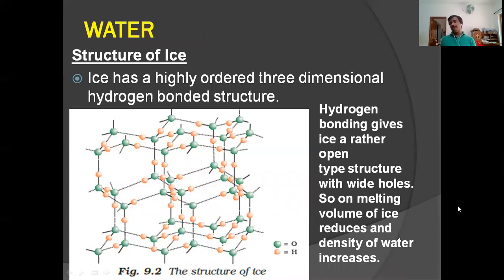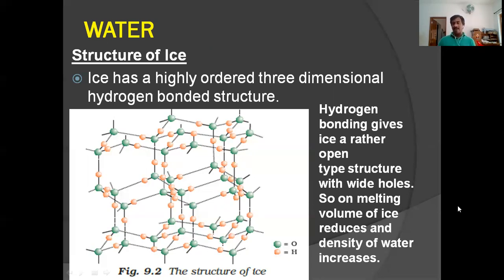Now water. We know water is very important on earth. There is life. Why? Because there is water. On the moon or on other planets, life is not possible. Why? There is no water. So water is very important. We discussed the structure of water in detail in the 4th chapter, so I'm not going to discuss it again.